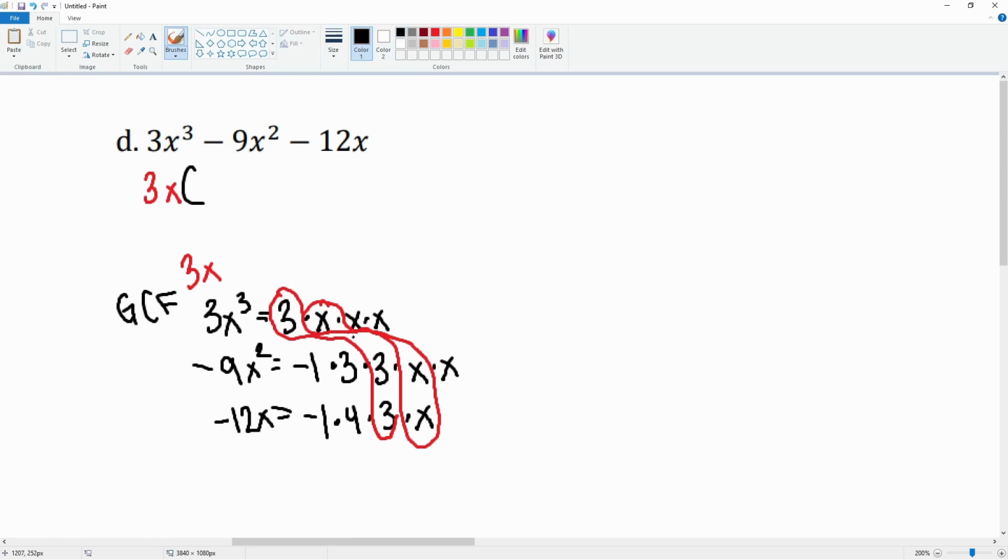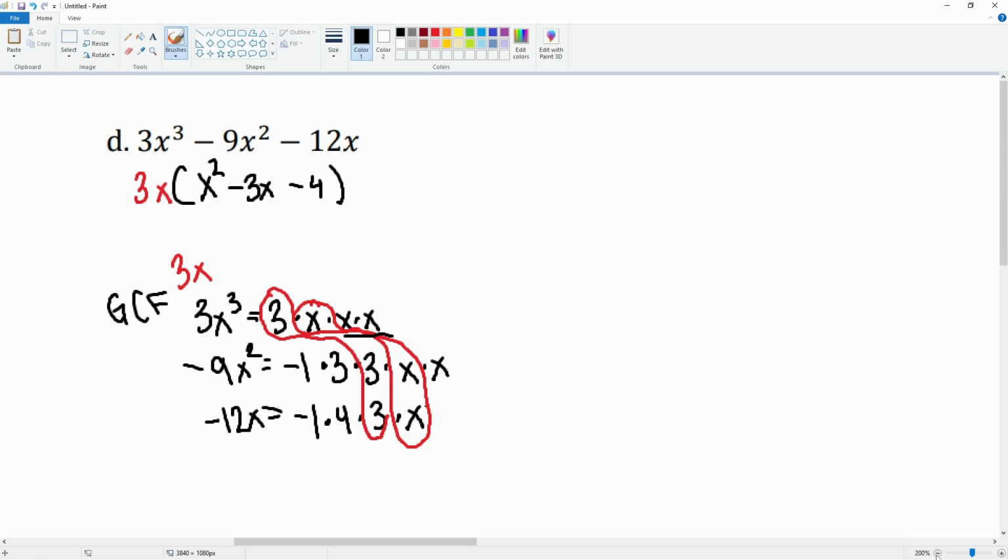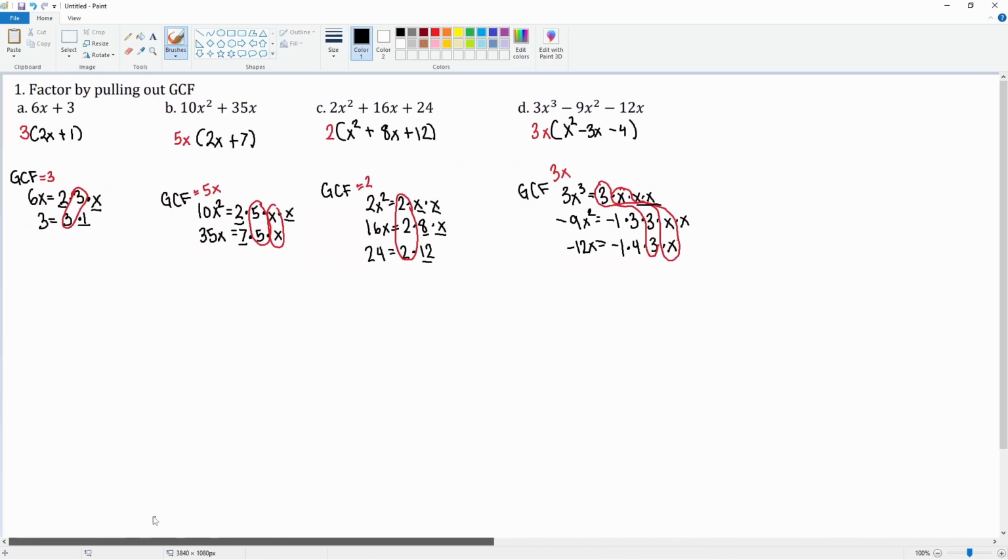What I'm left with from the first term is an x squared. Then there's a negative times x times 3, so that is a minus 3x. Then here I have a minus 4. So that's what I get after I factor out the GCF from each of the problems.